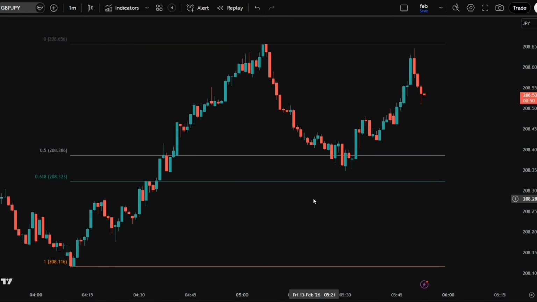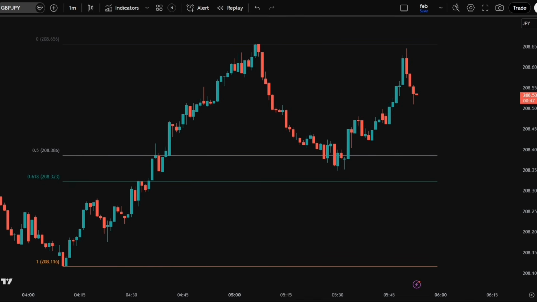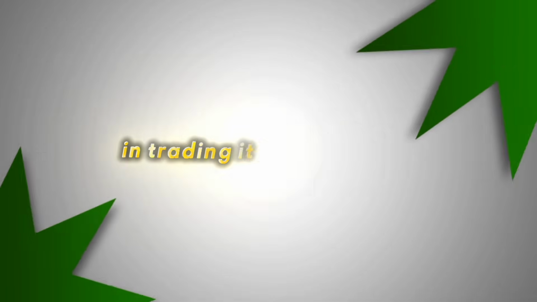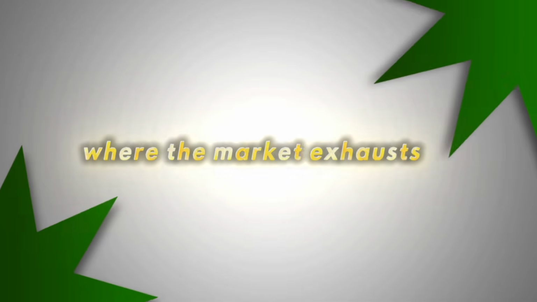Think about this carefully. The 0.618 level is not just a number. It is a mathematical constant found in the structure of galaxies and the growth of living organisms. In trading, it is the point where the market exhausts its correction and prepares for the next impulsive move.